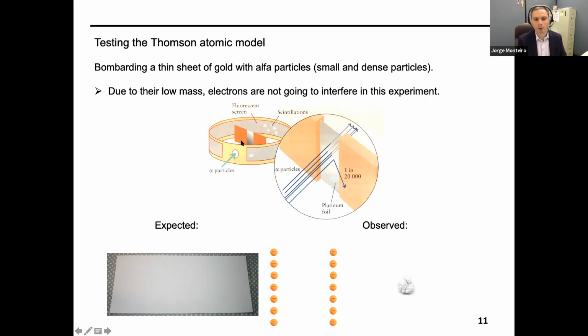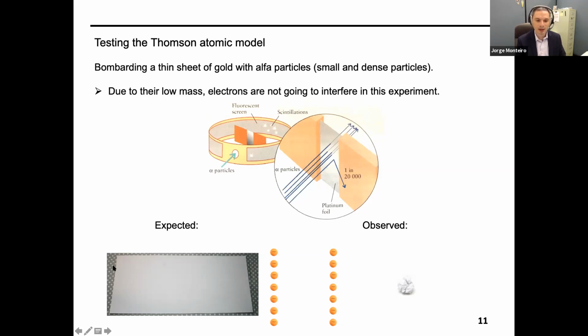However, when we run this experiment, okay, most of the particles pass through the sheet of gold without problem. However, some particles seem like they hit something very dense and come back, okay? So because some particles came back, this explanation here is not valid anymore. So therefore, we have to figure something out to explain this huge deflection here.